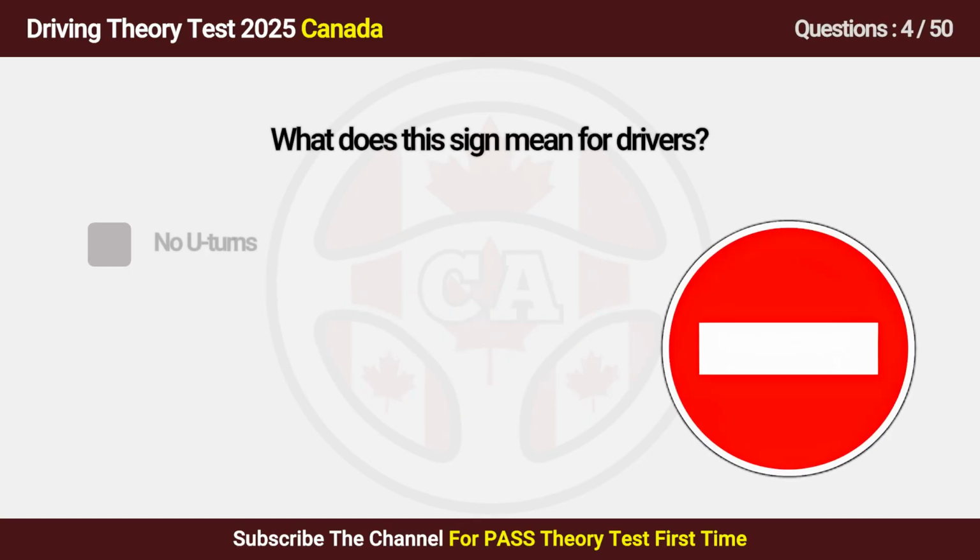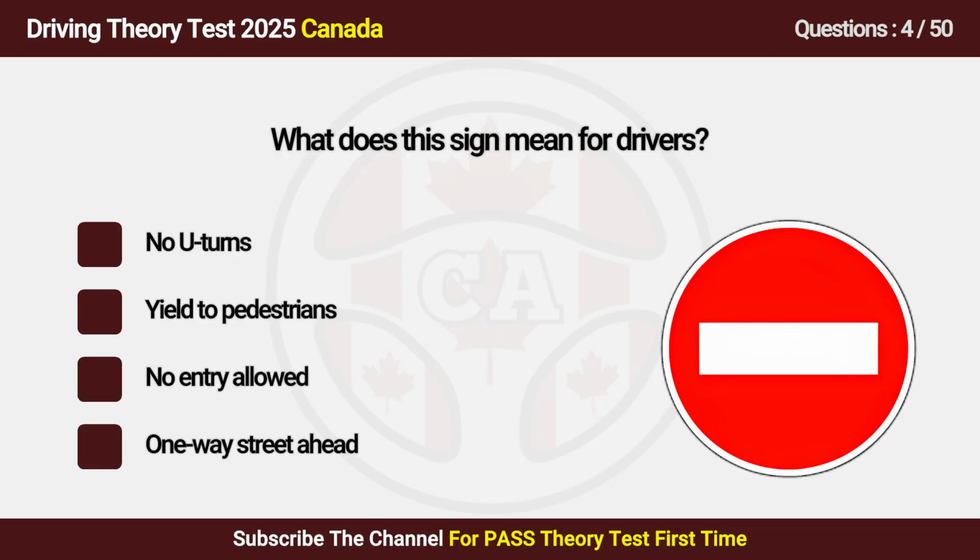Question 4. What does this sign mean for drivers? A. No U-turns. B. Yield to pedestrians. C. No entry allowed. D. One-way street ahead.